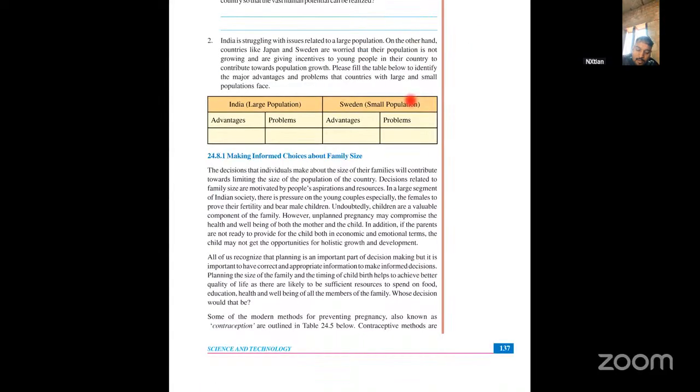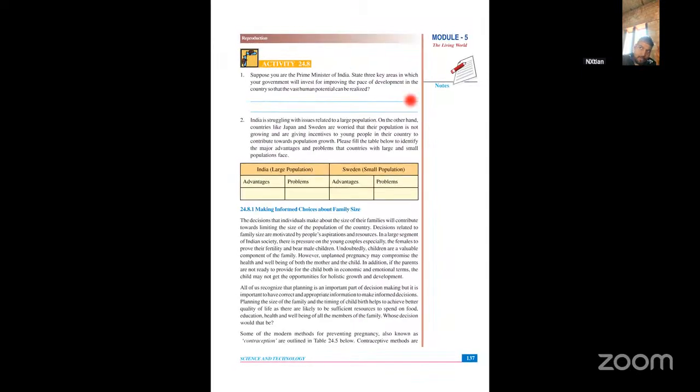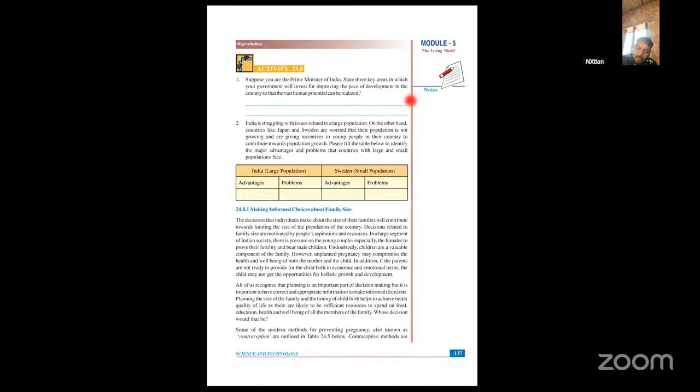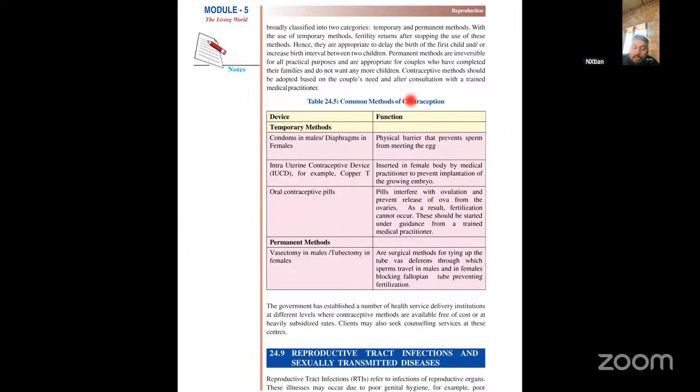Okay, so what is the family size? We have to decide it. The family size should be 2 or 3, not more than that. If you keep doing like that, the human population will increase exponentially, and because of that many more problems will come. So how to stop it?